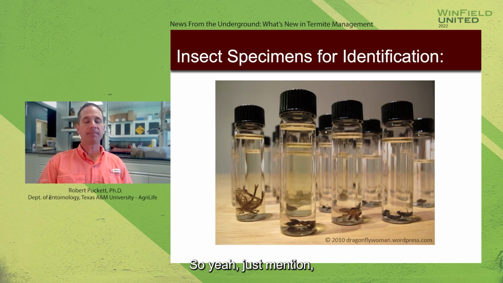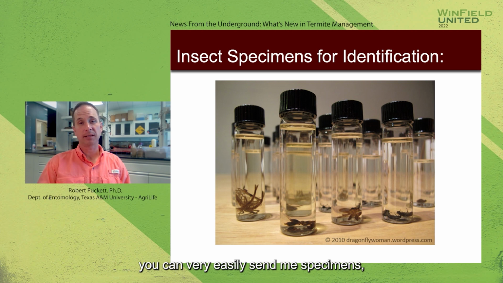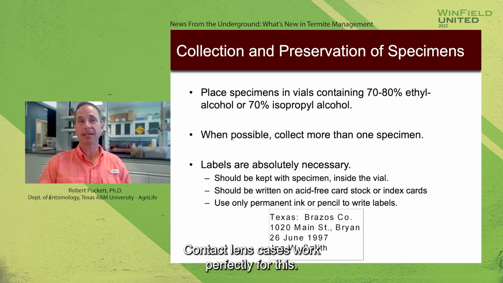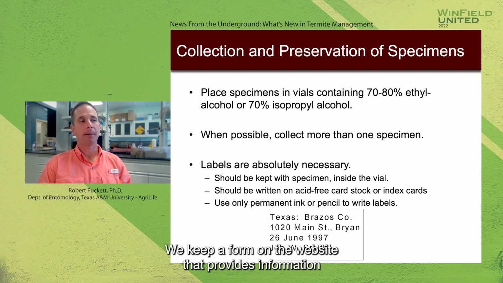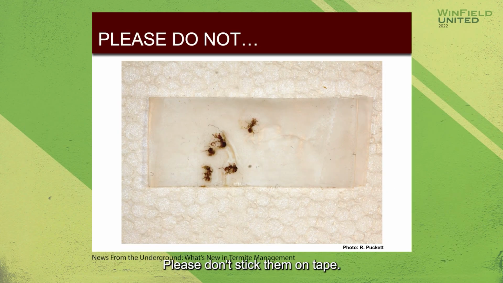So, yeah, just mention if you ever need help identifying specimens, and you can't get a photograph to me, you can very easily send me specimens. Just drop them in alcohol in something that won't leak. Contact lens cases work perfectly for this. Go to our website. We keep a form on the website that provides information for how to get those specimens to us. Please don't stick them on tape.